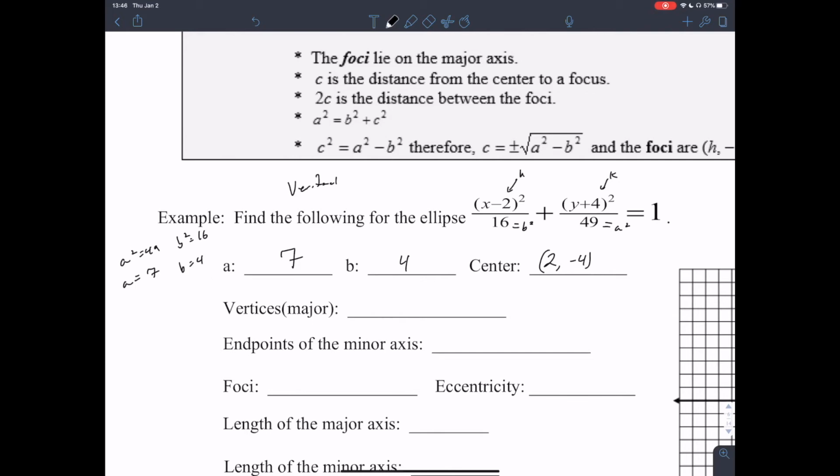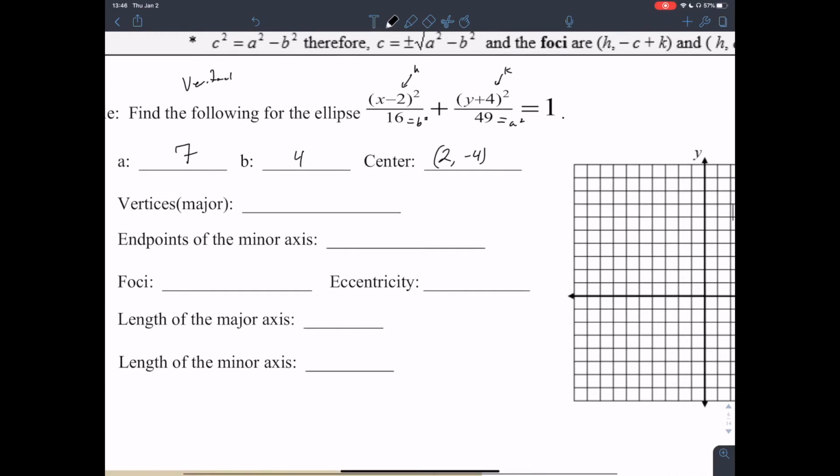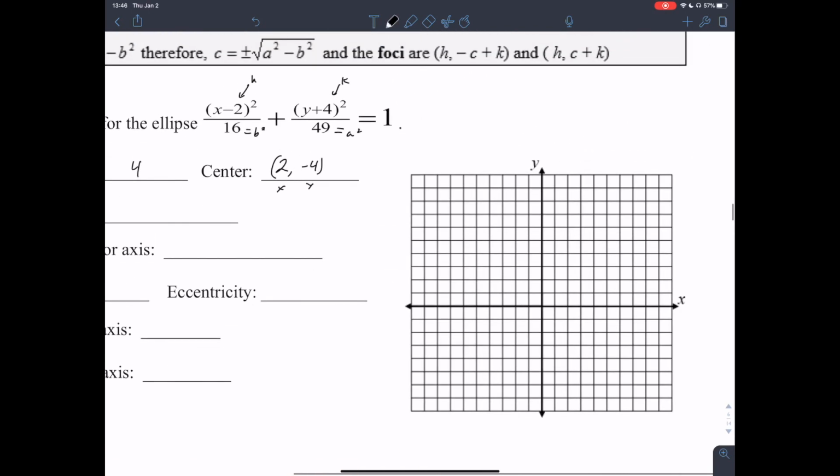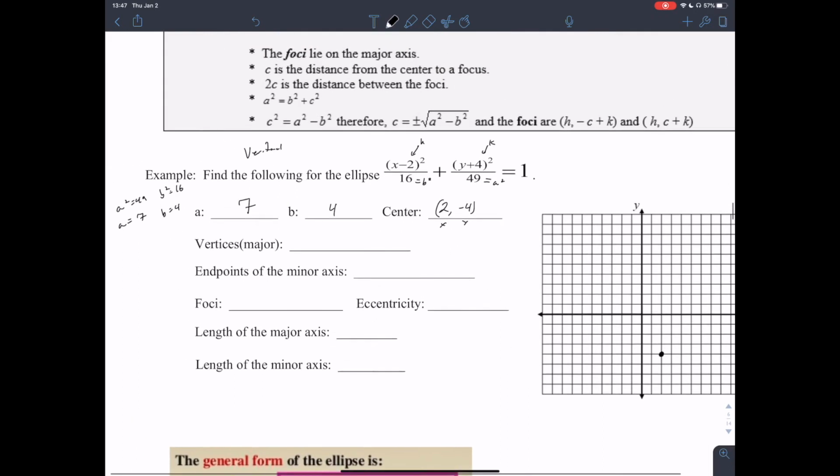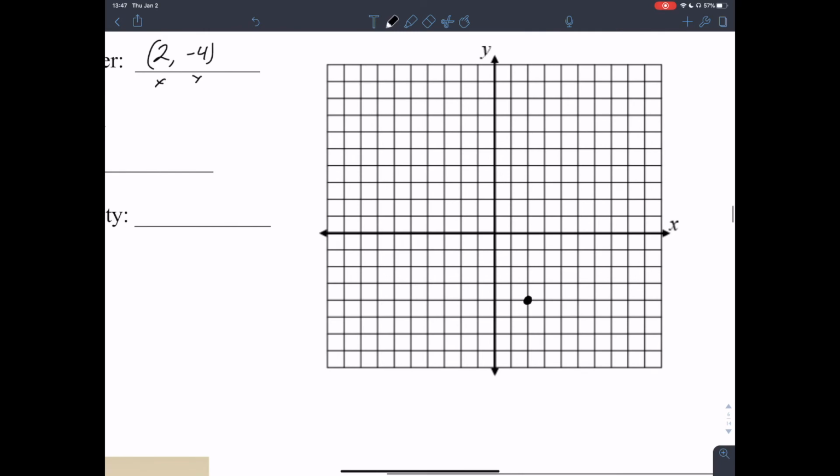So we already have a whole bunch of information that's going to help us out. First things first, let's plot our center. 2, comma, -4. Remember, this is X and Y. So we go 1, 2, and then 1, 2, 3, 4. Okay, awesome, so our center is right here. Now I'm going to delete these so they're not in the way. Now for a major vertex: since A is underneath the Y, this is all about the y-axis, and B is all about the x-axis. That means I have to go 7 up and 7 down. Let's count it out: 1, 2, 3, 4, 5, 6, 7. Okay, great, so here's one vertex.